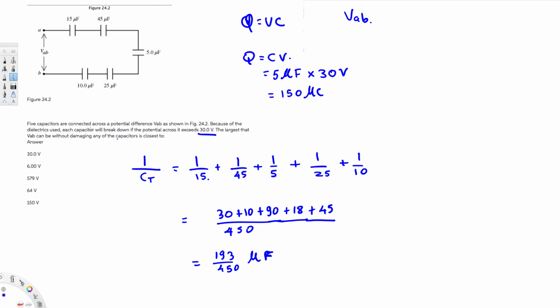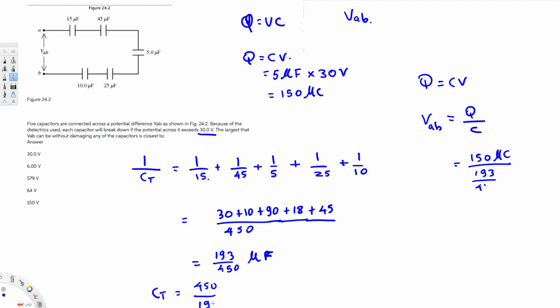Now we have to find the VAB. To find the VAB, we are going to use the Q is equal to CV equation, so V is equal to Q over C. We know the charge already; we found it right here, 150 microcoulomb. Oh, you know what? We have to flip this around. This is 1 over CT, so CT is going to be 450 divided by 193 microfarad. That's a good thing because it will cancel with 450.